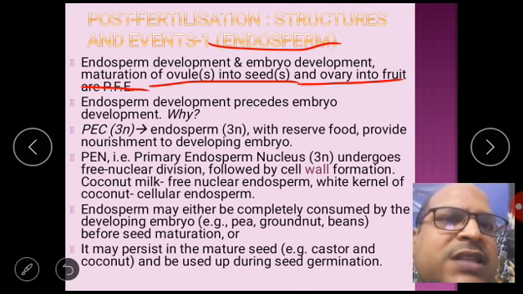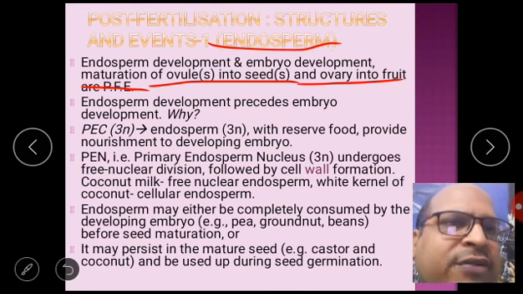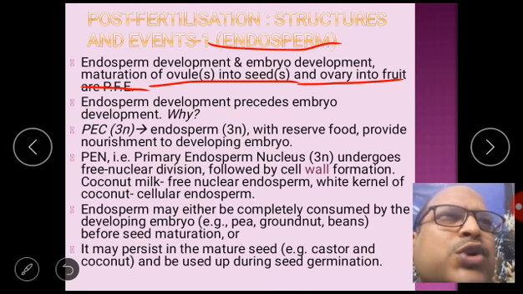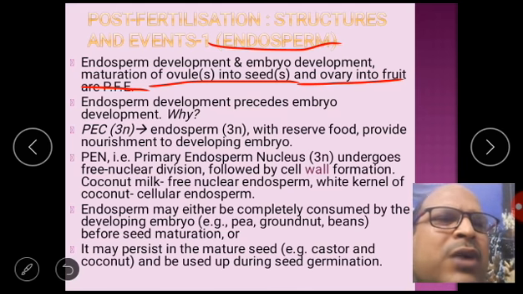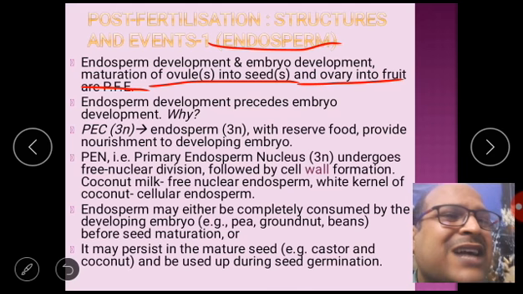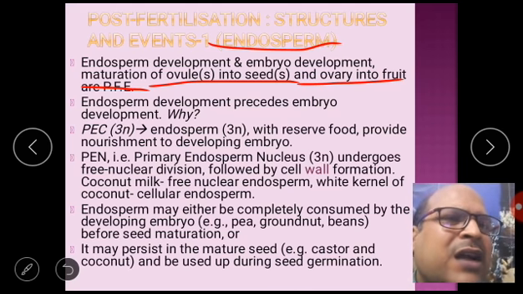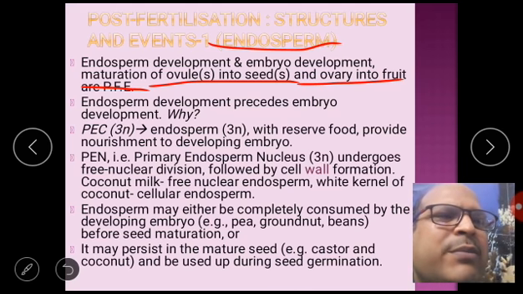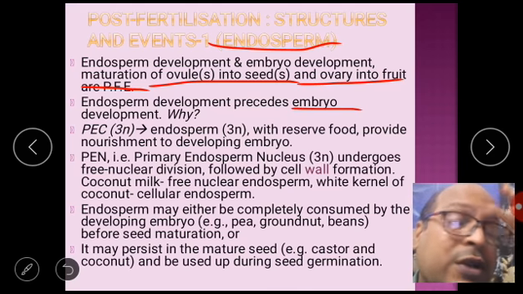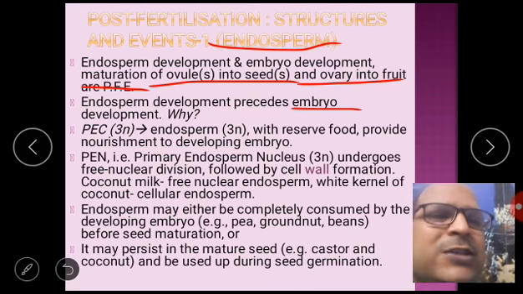So the first thing, number one, is endosperm development, and after that embryo. Actually, first endosperm development starts, and immediately after that embryo development will start. Why? Because embryo requires some nourishment. That nourishment will be provided by the endosperm. That's why first endosperm should be developed, and after that embryo should be developed.